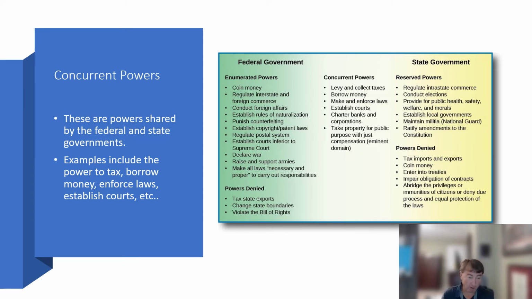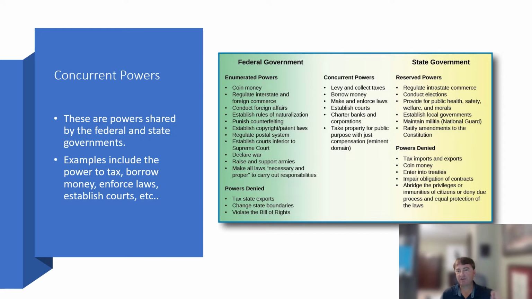The power to borrow money. South Carolina can borrow money. So can the federal government in Washington, D.C. Enforcing laws. This is something that all the governments can do. All the governments have an executive branch. At the federal level, that's the president. He's in charge of the executive branch. At the state level, that will be the governor. And then at the local level, you have mayors and town councils.